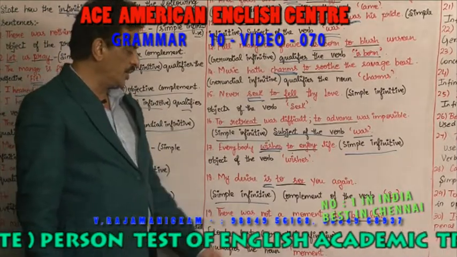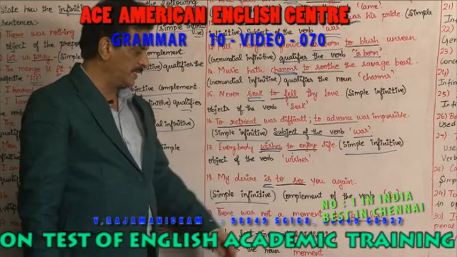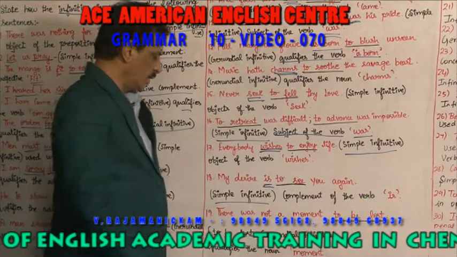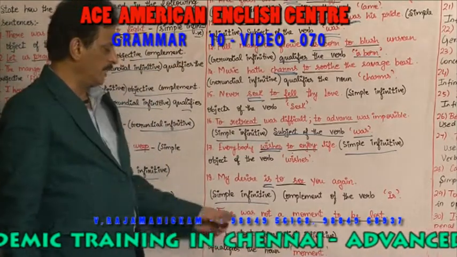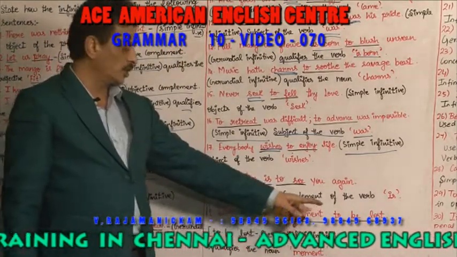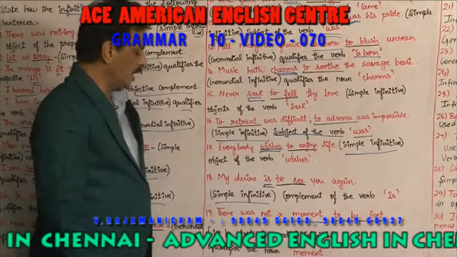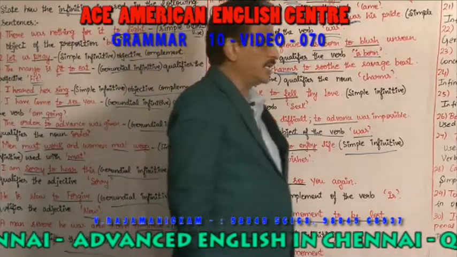It is a gerundial infinitive. There was not a moment to be lost. So it qualifies the noun 'a moment'. To be lost comes with the noun, so it is called a gerundial infinitive.